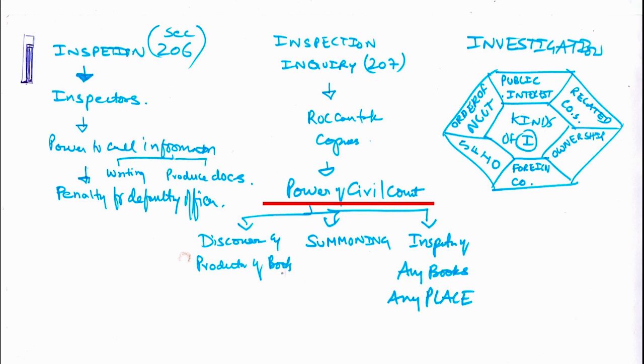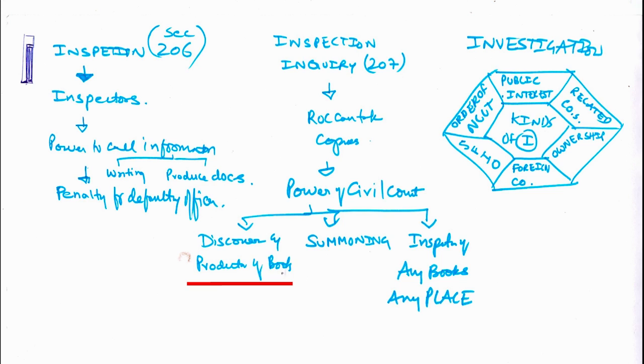If you can see this chart, the second point is summoning. What is summoning? Summoning is to call any person to appear before the ROC. Then the first point is discovery and production of documents. I mentioned the second point first to make you understand how much power the ROC has under inquiry. Just like a civil court will summon somebody to come and appear before the judge, the ROC can also issue summons for a person to come and appear before the ROC.